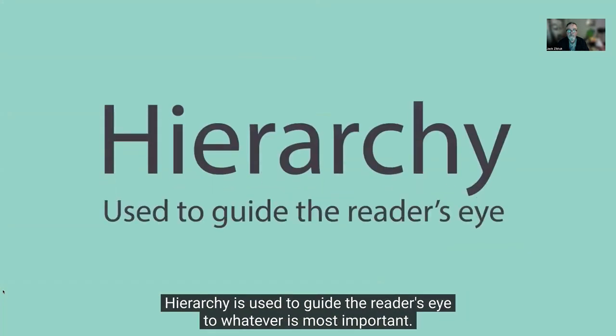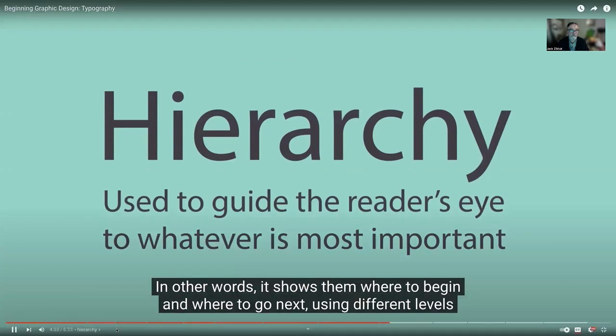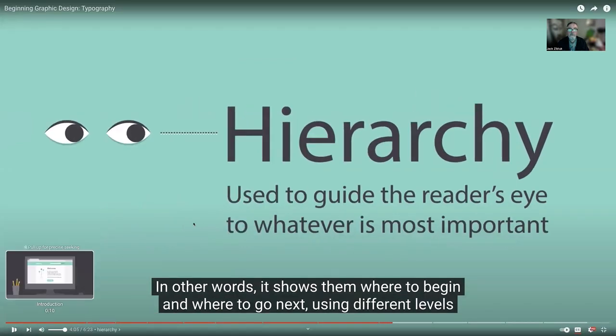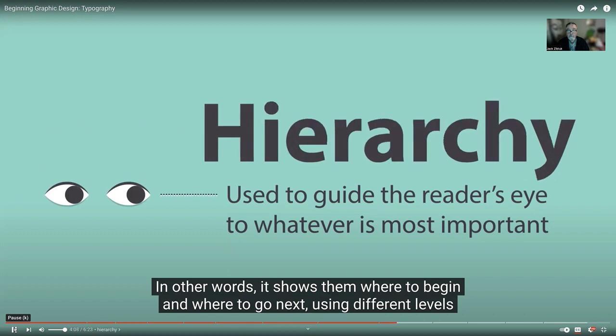Hierarchy is used to guide the reader's eye to whatever is most important. In other words, it shows them where to begin. Dominant, yes, always a dominant element. You start here and then you move down. Too many people have everything the same size and your eye does not move across the page. And where to go next, using different levels of emphasis.